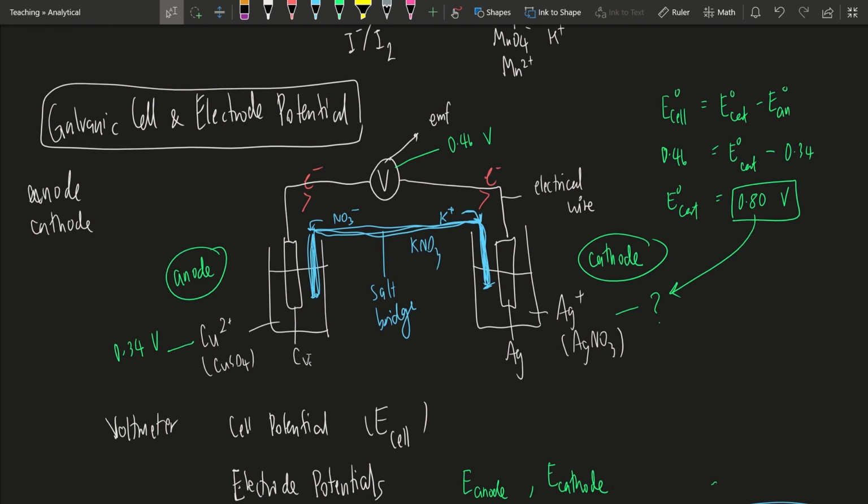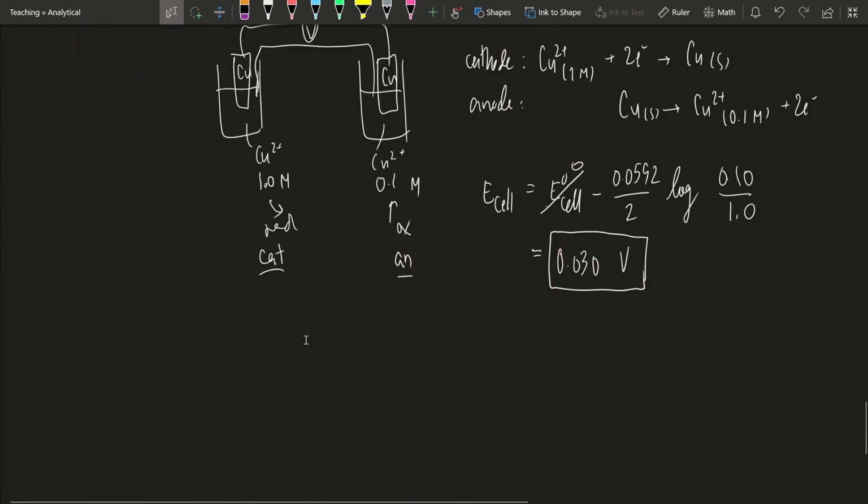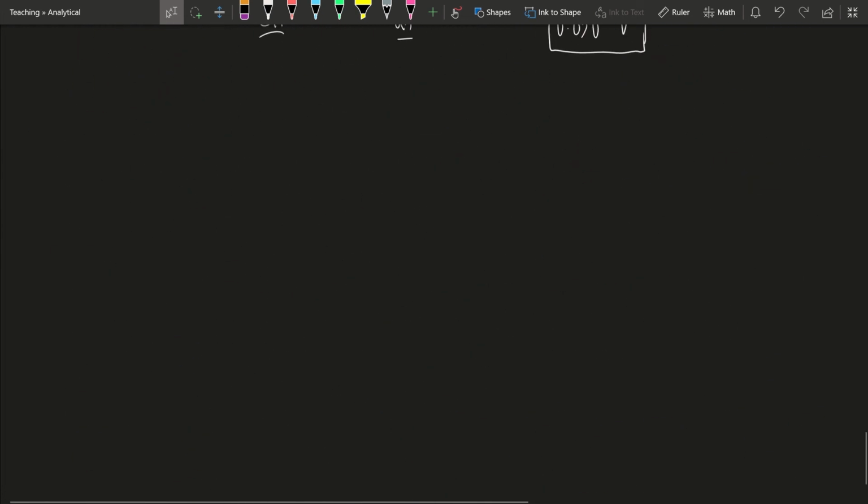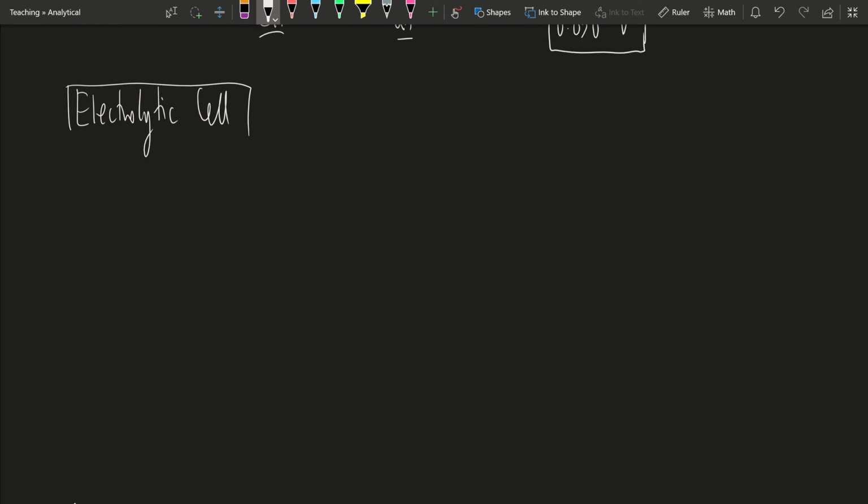Opposite to nature. So we have to apply external energy, maybe a battery or some energy source. And in this kind of cell, where we put in external energy to drive the non-spontaneous reaction, we call this type of cell an electrolytic cell. And the redox reaction here is called electrolysis.